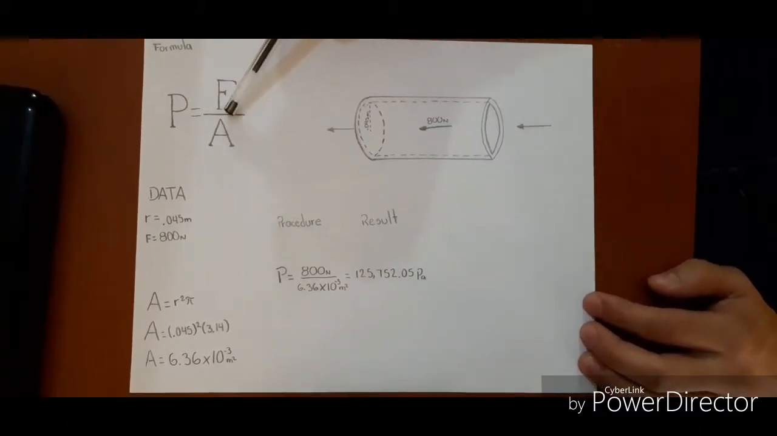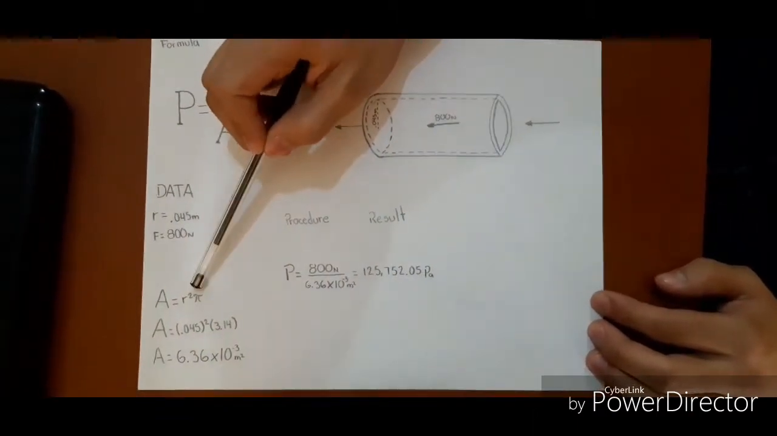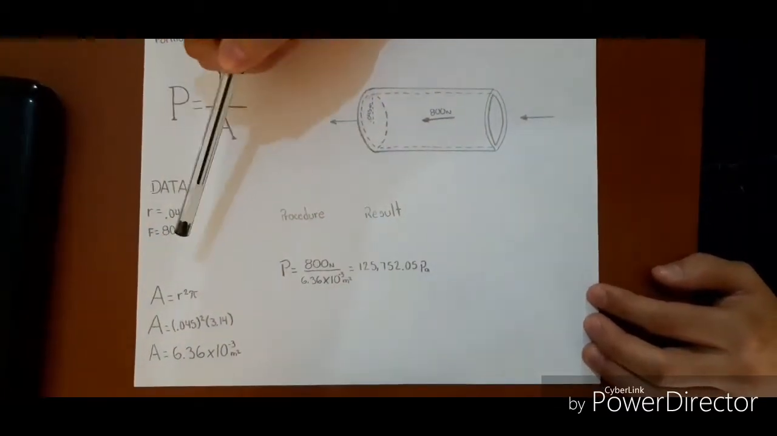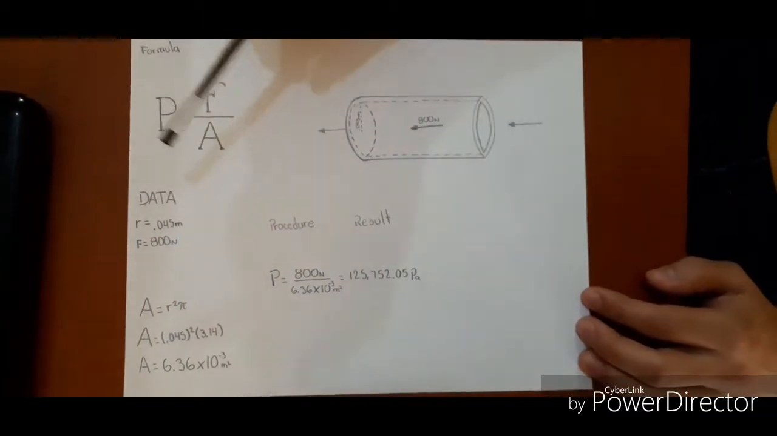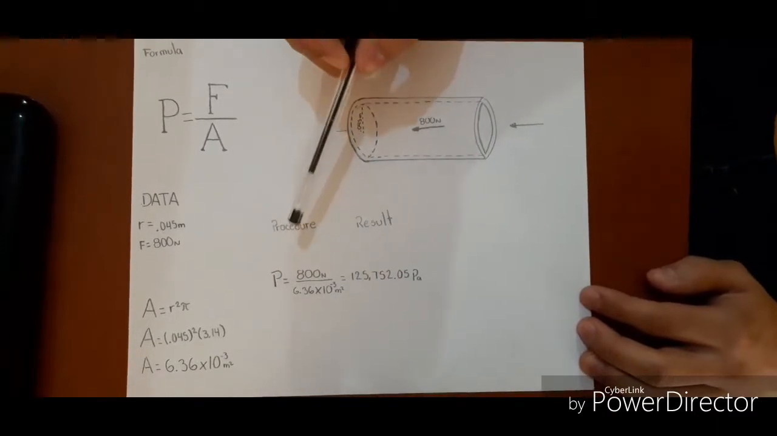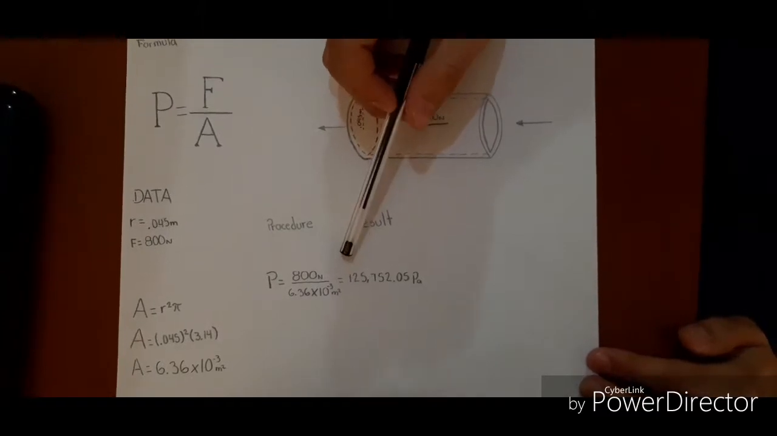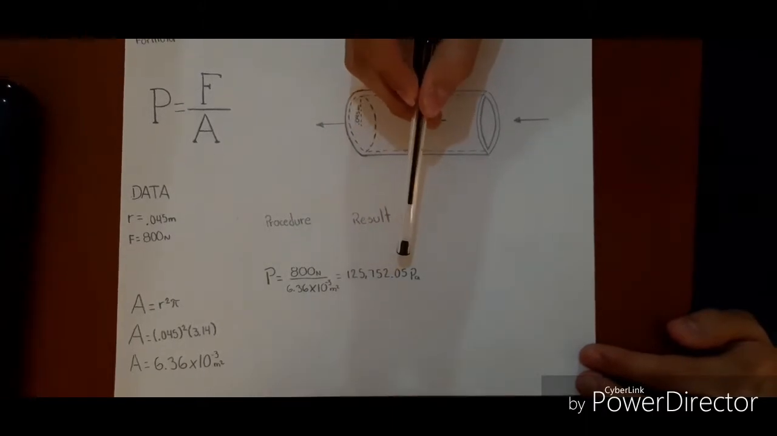The first thing that we need to do is to calculate the area, that will be radius squared multiplied by pi. And the result will be 6.36 multiplied by 10 to the minus 3. Then we're going to divide the force over the area. The result will be 125,752.05 pascals.